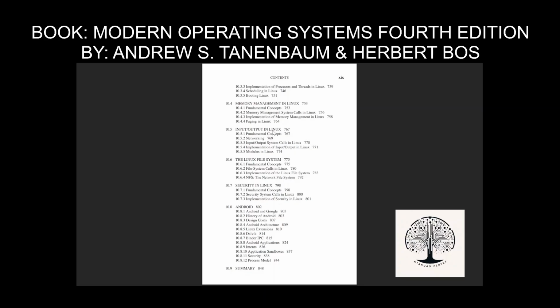We'll also look at input and output in Linux. We look at fundamental concepts. We look at networking. We look at input and output system calls in Linux. We look at implementation of input and output in Linux. And then we look at modules in Linux.